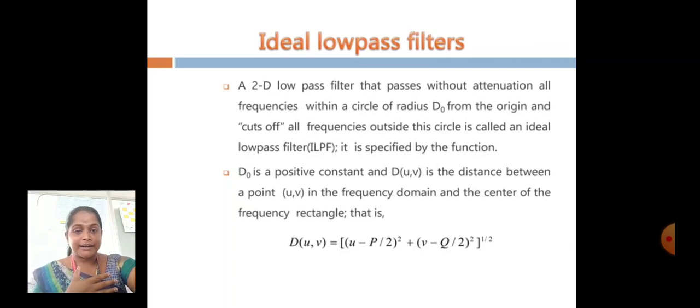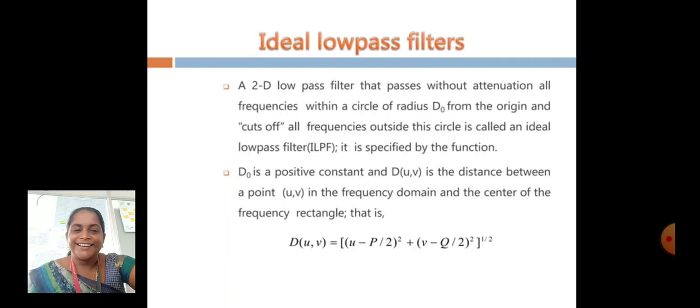Here is the formula for the ideal low pass filter. It is defined as D(u,v) = [(u - P/2)^2 + (v - Q/2)^2]^(1/2). Here D0 is a positive constant, and D(u,v) is the distance between the point (u,v) in the frequency domain and the center of the frequency rectangle.